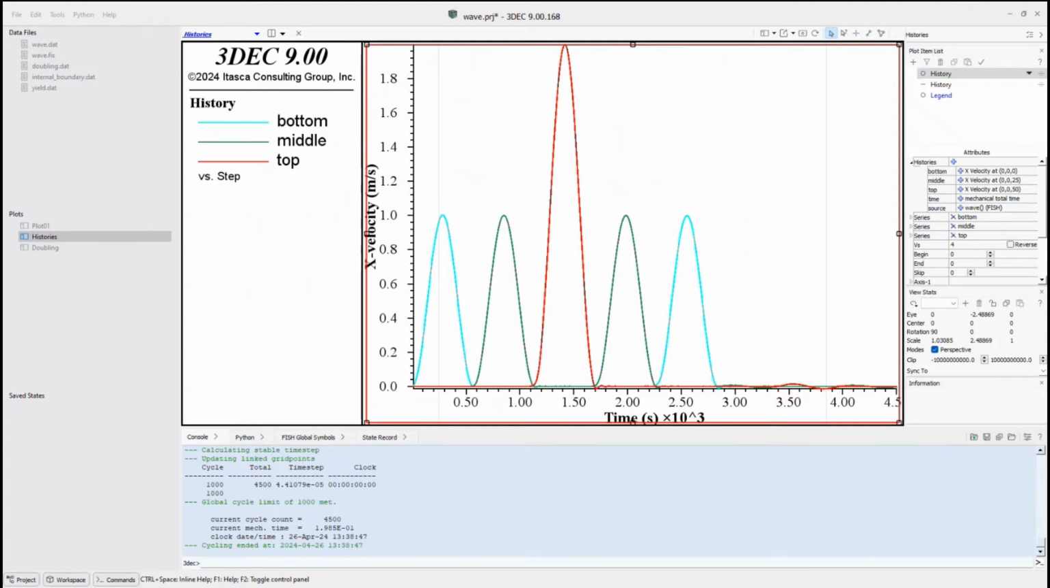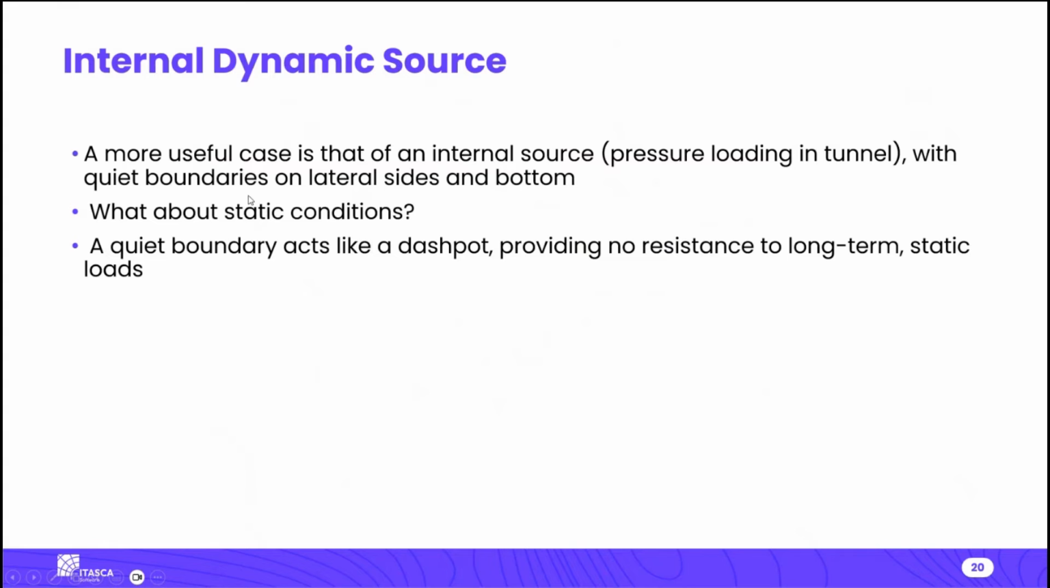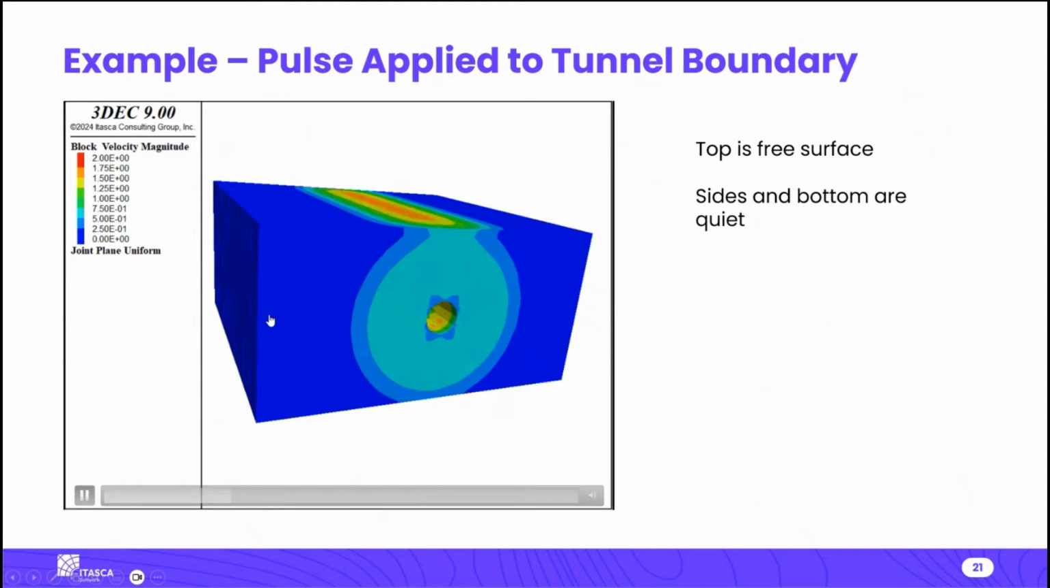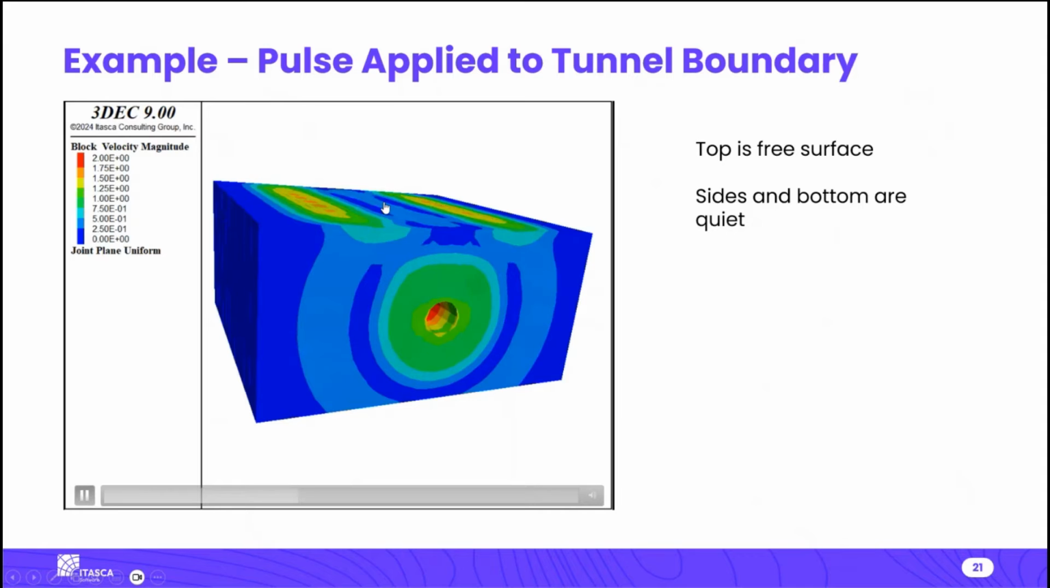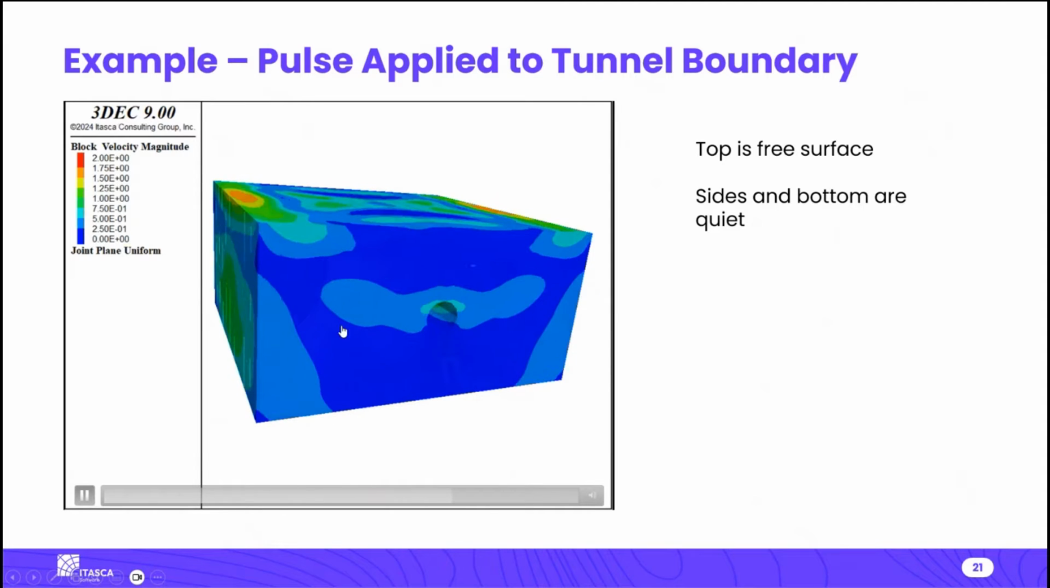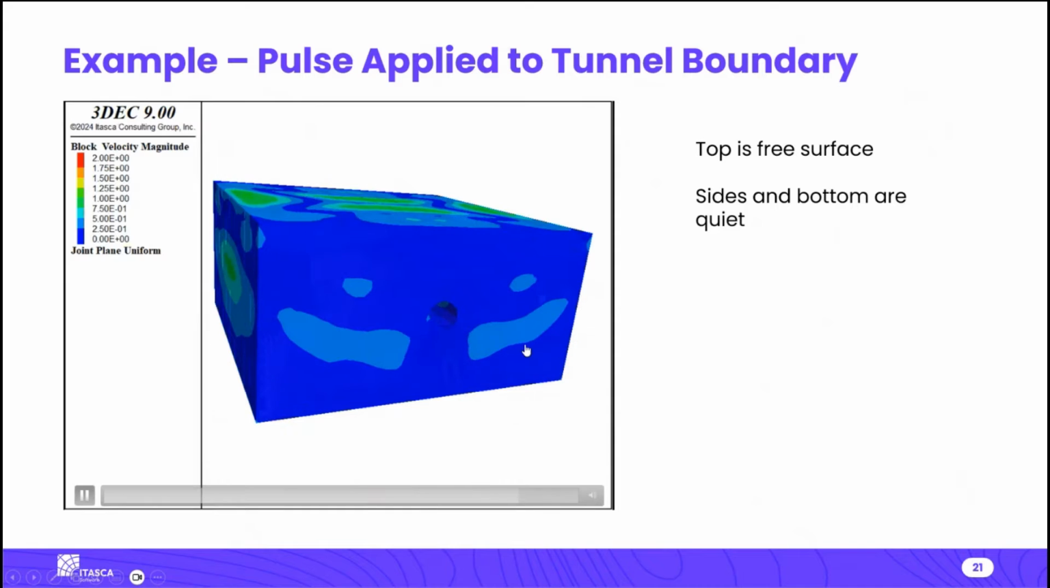Couple more slides. All right, like I said, you can have an internal source and you can put quiet boundaries on the sides and it works great. This is just a nice little movie showing pulse being applied to a tunnel. And what we've got here is a free surface on the top, so we're getting that doubling effect. But we have viscous boundaries on the sides and the bottom so that the waves basically disappear off into space.